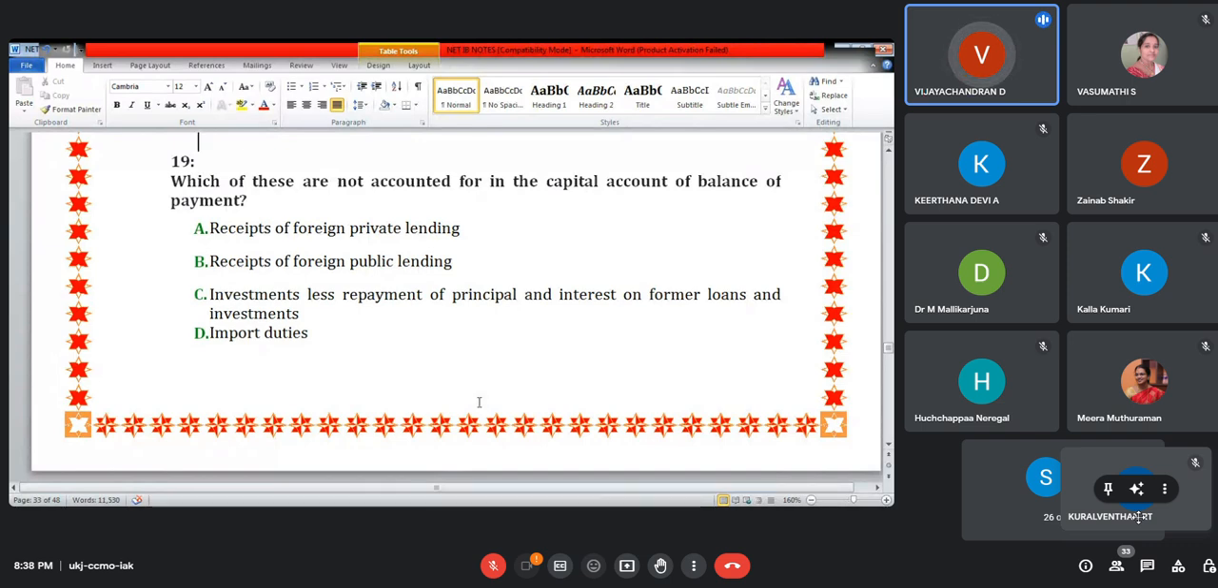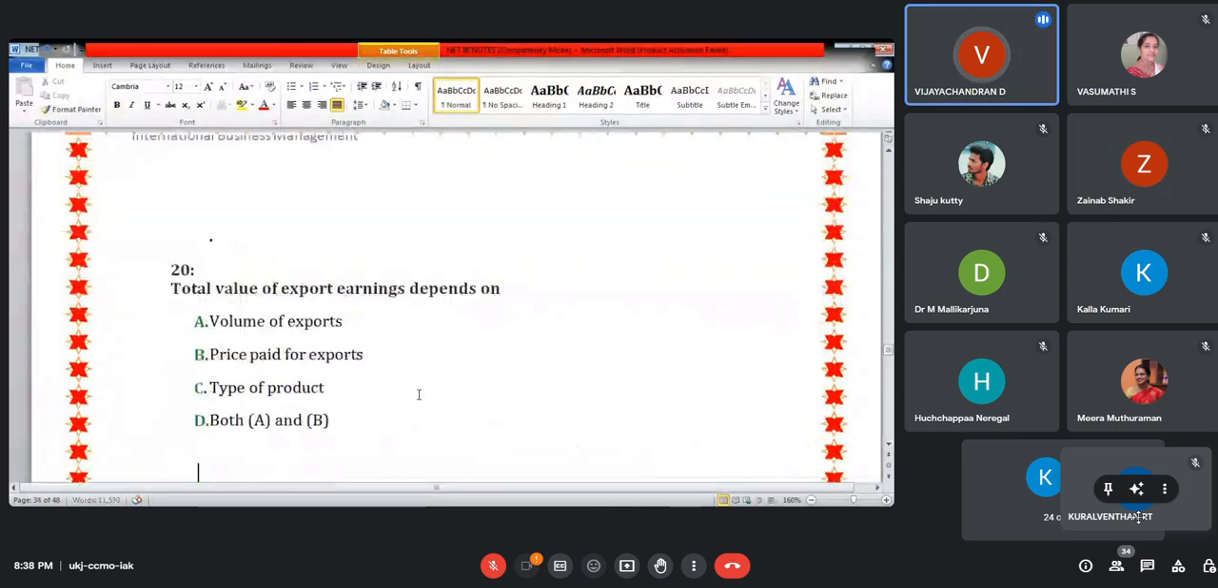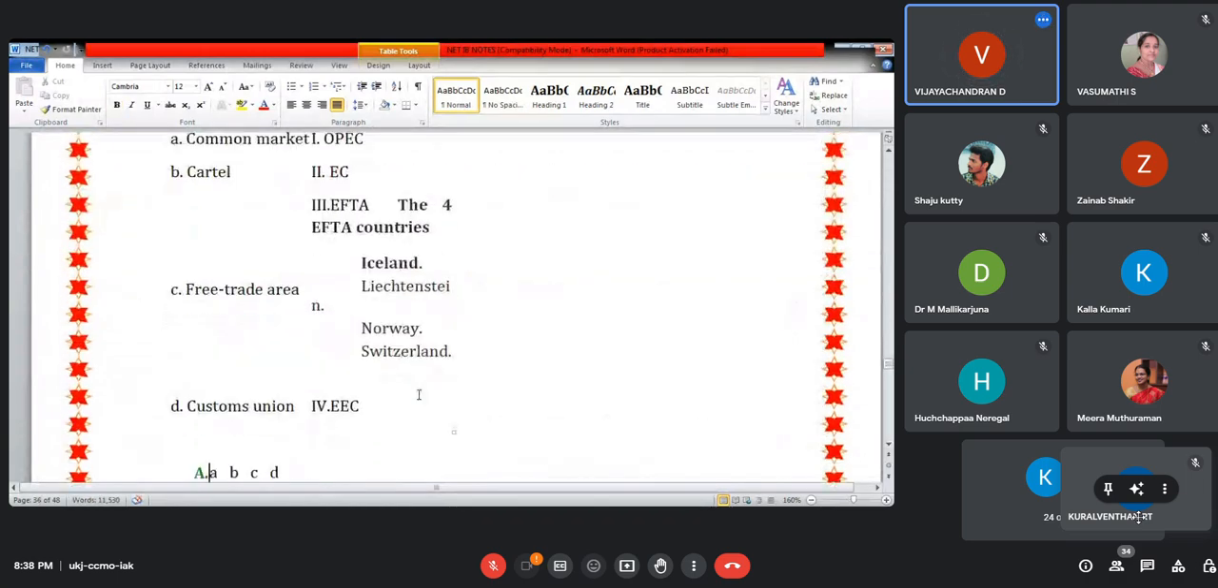What is your answer? Any answers I am getting? Import duties. Very good, ma'am. Why, ma'am? This will be coming under the current account. Correct, current account. Yes. So kindly go through the questions so that you will have the confidence of your preparation.